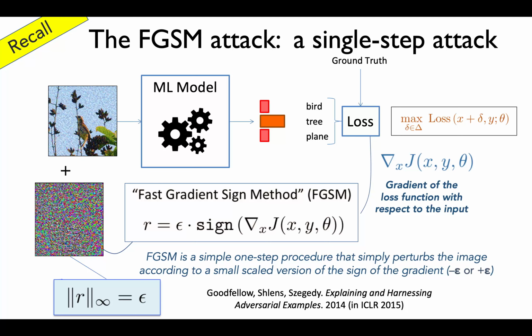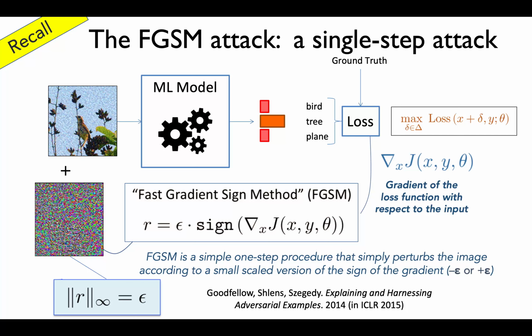In an FGSM method, as mentioned before, you have an image to which you add a certain perturbation. That perturbation is calculated very simply. It is computed using the gradient of the loss function with respect to the input, and you just change the input pixels with either an epsilon or a minus epsilon in the direction of the gradient. So with this, the attack is very simple.